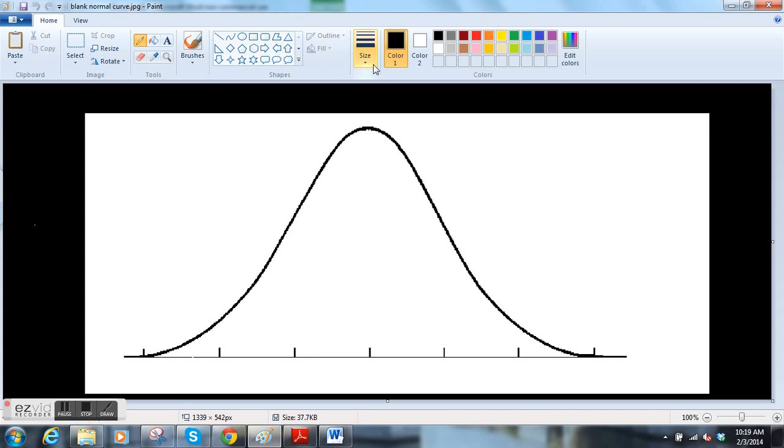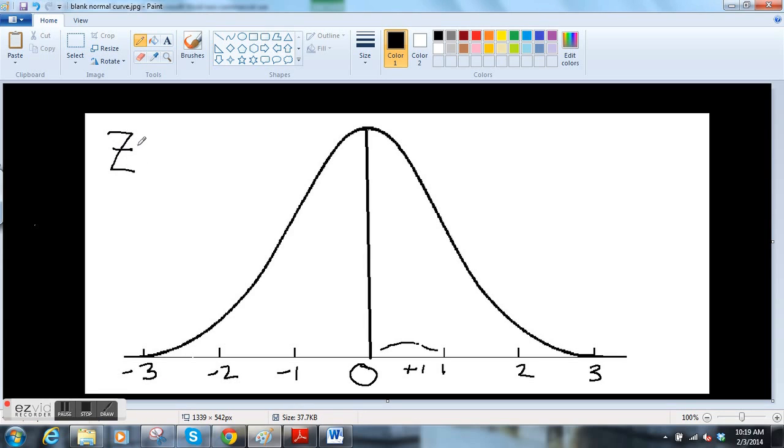So here's the pretty paint picture. Let me get a fatty, that'll work. So for the z curve, this mean right here, that is 0. And each standard deviation, each one of these little hops right there is 1. So that's 1, 2, 3, and -1, -2, -3. This is why we love the z curve, because everything is so clean and easy.